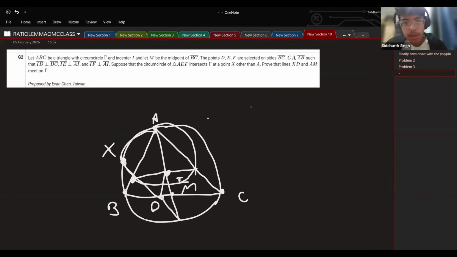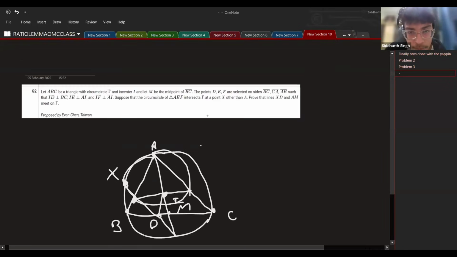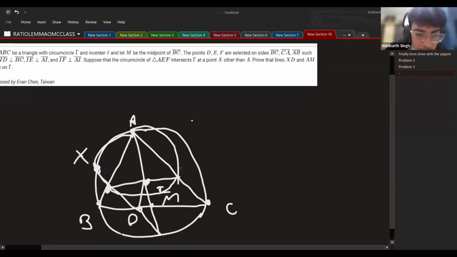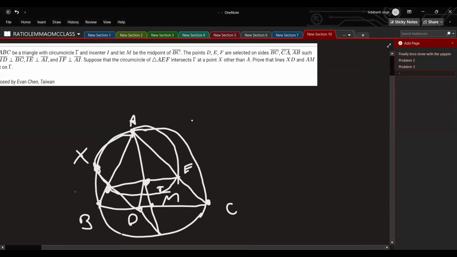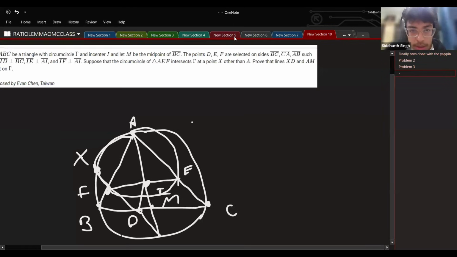Oh wait, I just realized some people might have done this one before. If they have, then they can request other problems. Or if they have not, just stick with the list. Okay, so is everyone done with the diagram? Yeah, done with the diagram. Nice. Okay, so I'll just give you guys a hint.